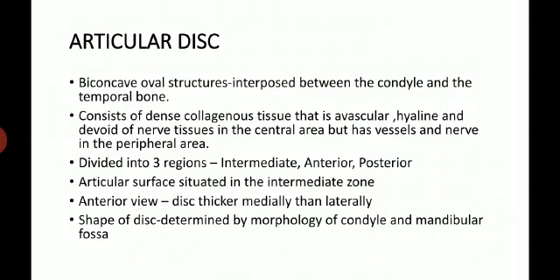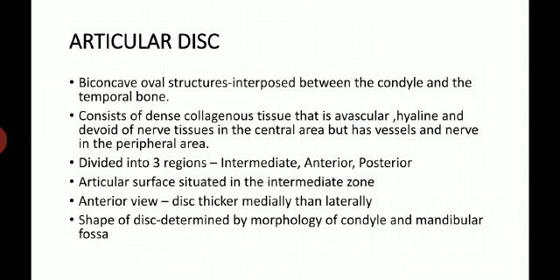Now the articular disc. It is a biconcave oval structure interposed between the condyle and the temporal bone. It consists of dense collagenous tissue that is avascular, hyaline and devoid of nerve tissue in the central area but has vessels and nerves in the peripheral areas. It is divided into three regions in the sagittal plane, that is intermediate zone, posterior and anterior. The articular surface is situated in the intermediate zone.